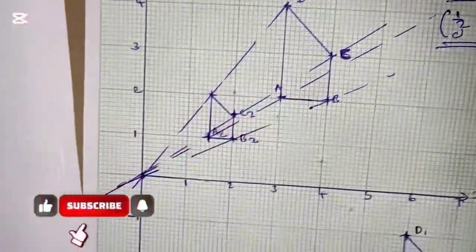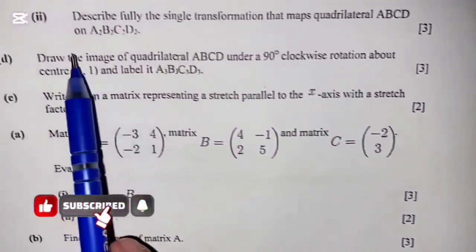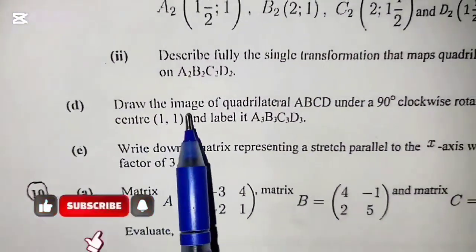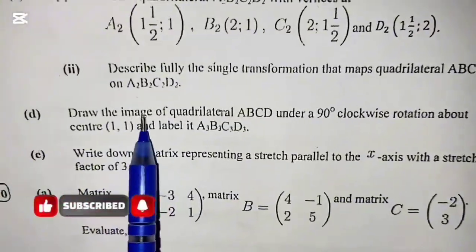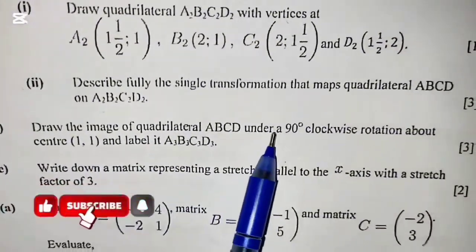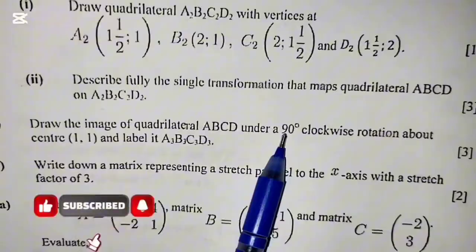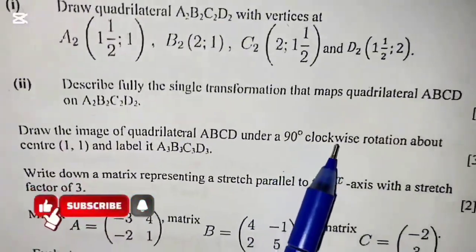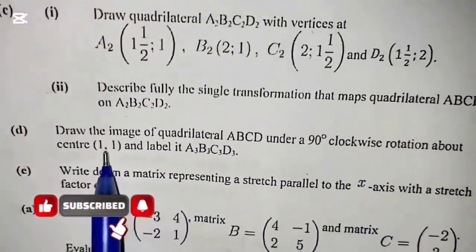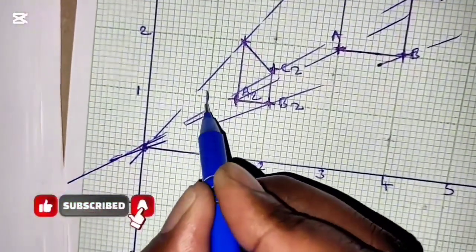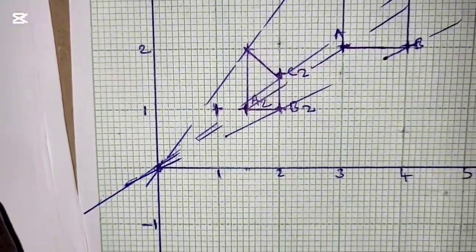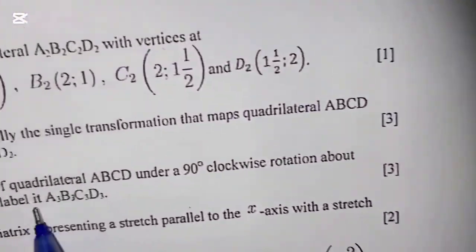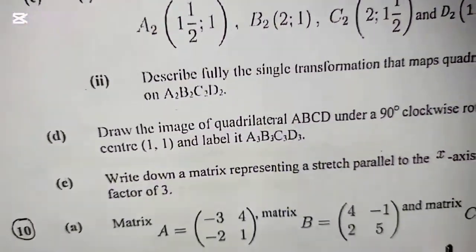The other part says draw the image of quadrilateral ABCD under a 90 degrees clockwise rotation about center 1, 1. Center 1, 1. That's here. Okay, center 1, 1. And label it A3, B3, C3.